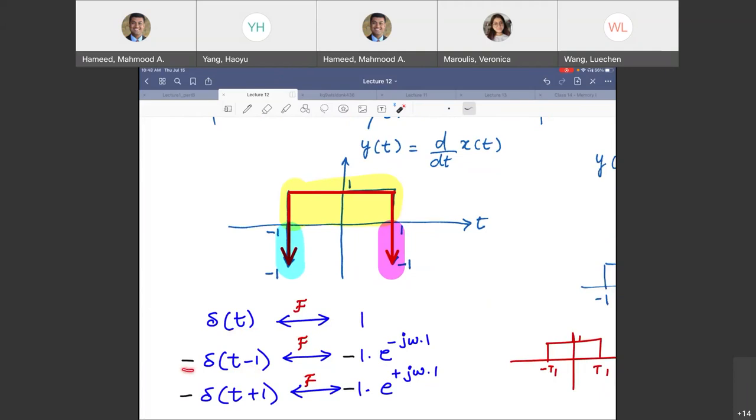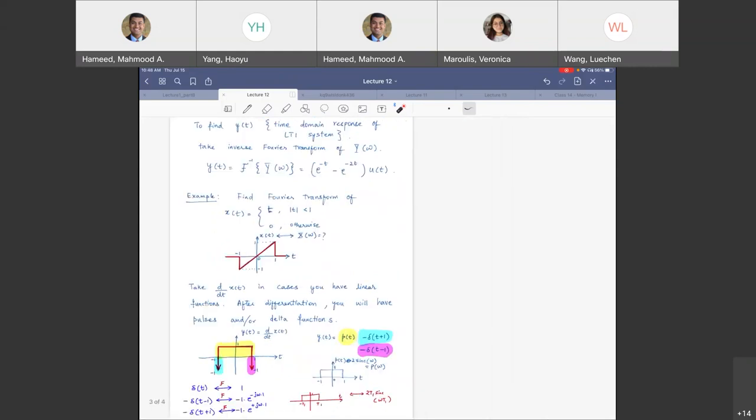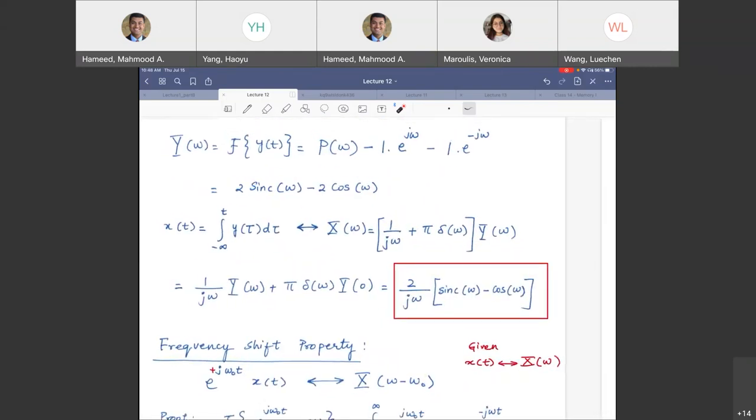And because I'm scaling the amplitude by a negative sign over here, similarly, if I advance it by 1, then I have a plus j omega instead. Both of these are using the time shift property of the Fourier transform, which was derived in the previous lecture. And I think we also wrote down these identities in the previous lecture. Now, so I've got everything, right? I've got P of omega, I've got the impulse delayed, I've got the impulse advanced. I just put all of these together to get the Fourier transform Y of omega.